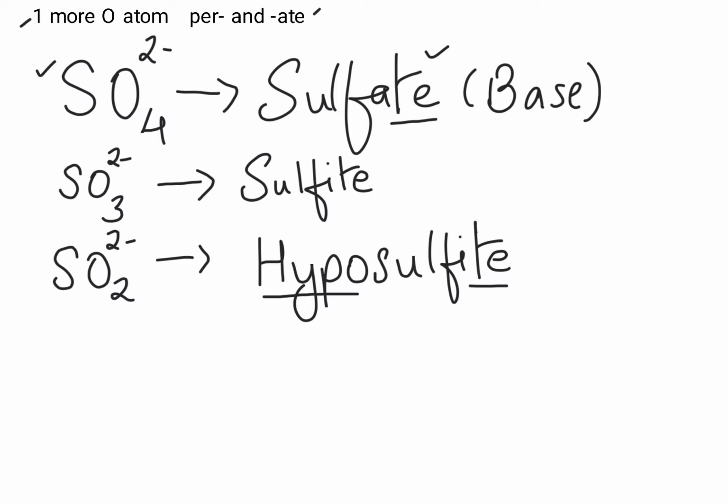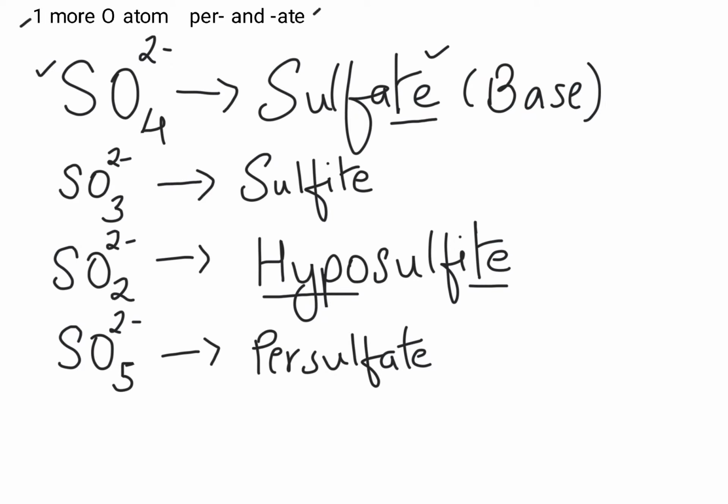Similarly, if we add 1 extra oxygen atom, you get SO5 with the 2 negative charge. Let's do the same thing again. You're going to pause the video, write down the name and see if you get it right. Alright, so the name you should have gotten is persulfate. Again, if you go back to the chart, it will tell you that considering you have 1 extra oxygen compared to the base ion, you have to give it a prefix per and the suffix ate.